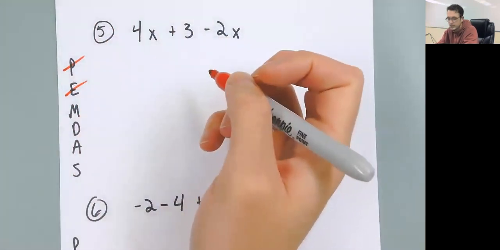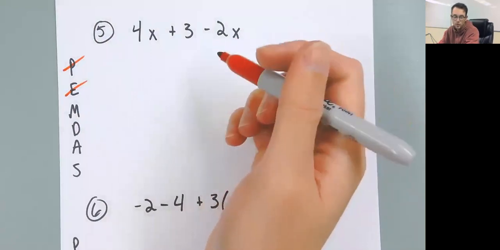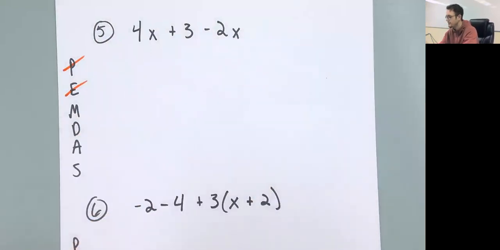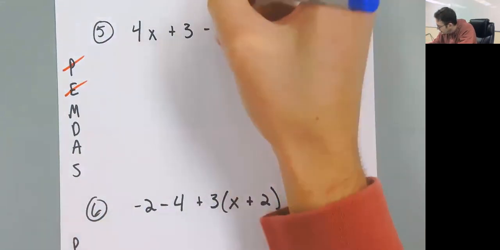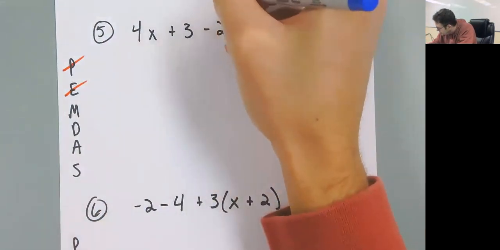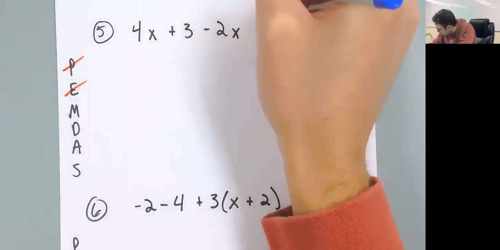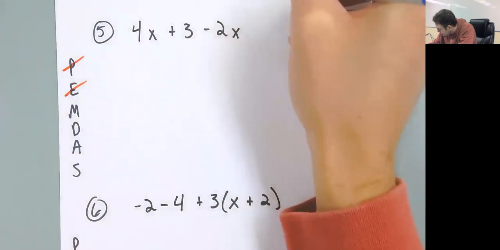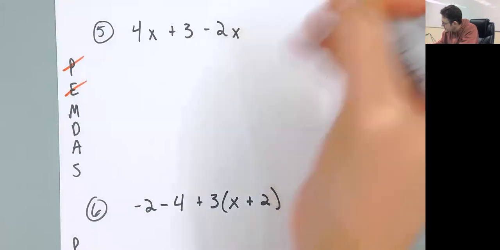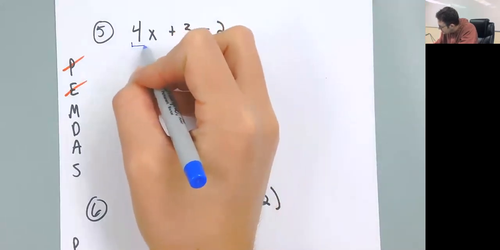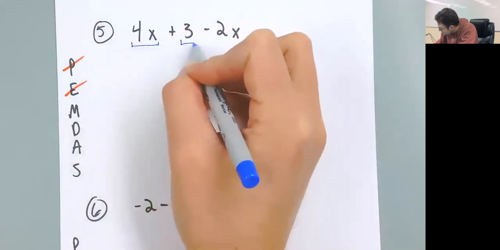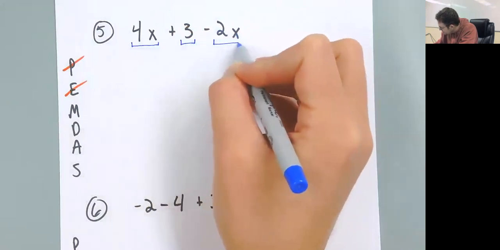All right, and I talked about this in another video. This is really important, actually. I want to touch on this. I talked about this in another video, in the lesson video for expressions about terms, all right, and how addition and subtraction separate terms. So if we look at this, I have one term here, one term here, and one term here.